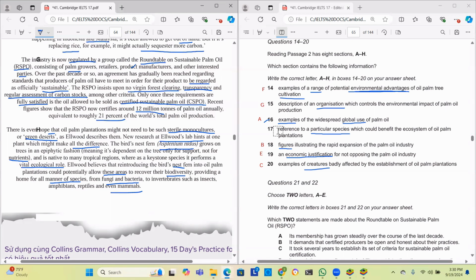Now, I think now read the 17th one: a reference to a particular species which could benefit the ecosystem. Yes. What is that species? This one. The bird's nest fern, Asplenium nidus. This is benefiting the ecosystem, right? See, as a keystone species, it performs a vital ecological role. So, yes, ecosystem. So, yeah, the 17th one is clear. Clearly H. Okay, guys.